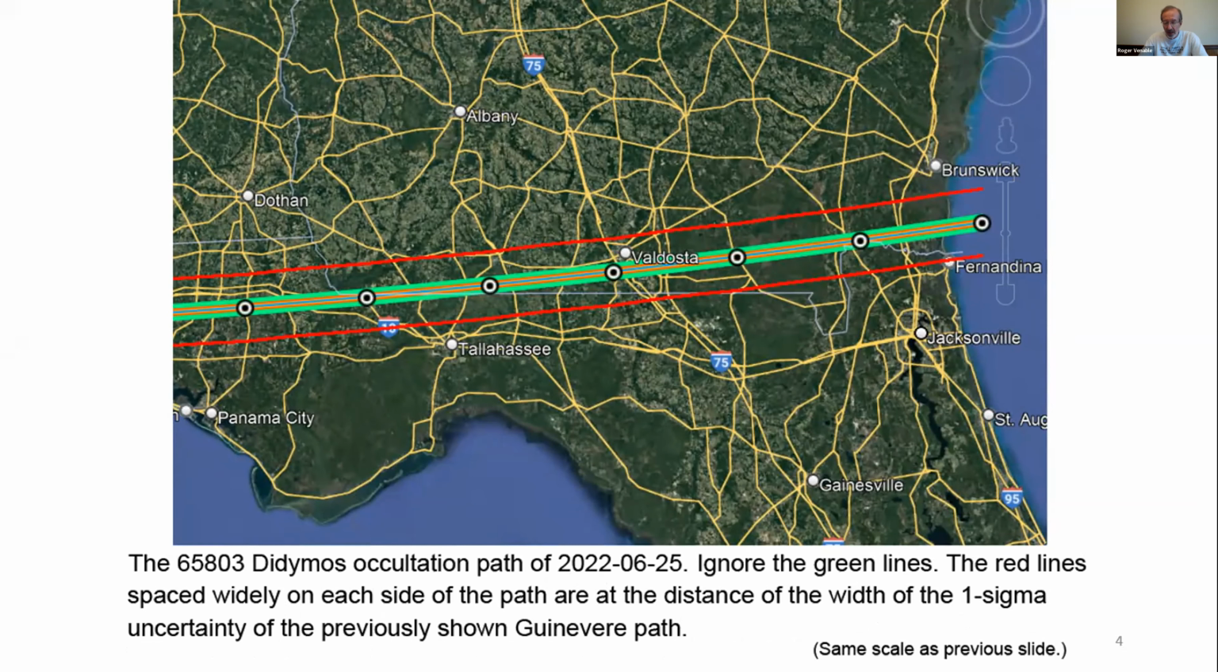When standard astrometry results in good path data, such as this Guinevere 20-kilometer across path uncertainty, how does it happen that some near-Earth asteroids, such as Didymos, have an uncertainty zone of only a few kilometers?